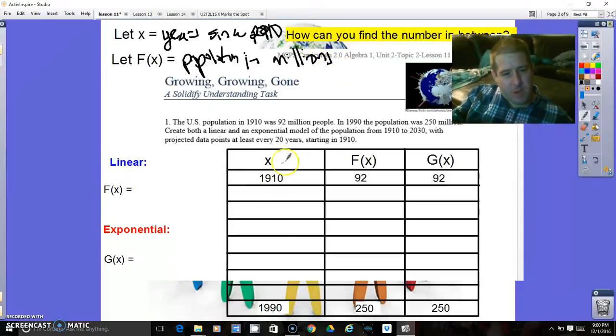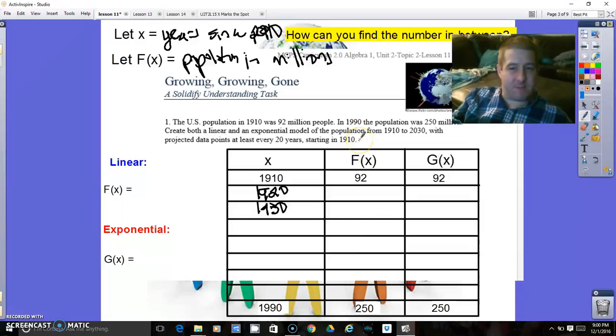All right, so the linear equation. Now, I'm going to go by tens. It says here you can go by any intervals you want. I'm going to choose to go by tens: 1920, 1930, 1940, all the way down to 1990. So we've got 92 here, 250 here. You can use your arithmetic means. Add the two numbers up and divide by 2, and that's going to give you the number in the middle, and just keep doing that until you've got all the numbers.